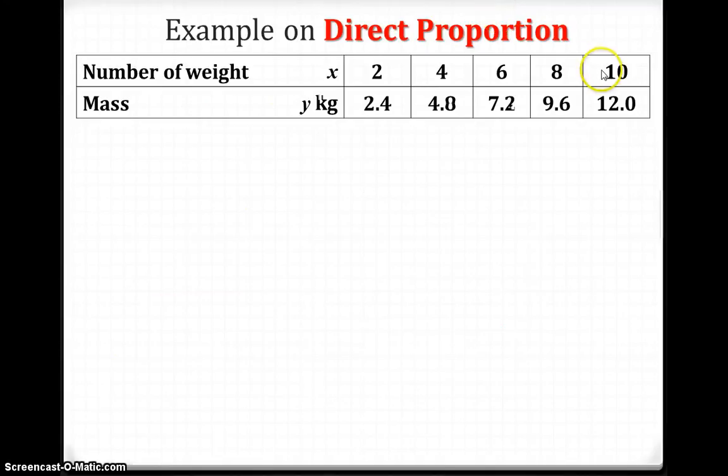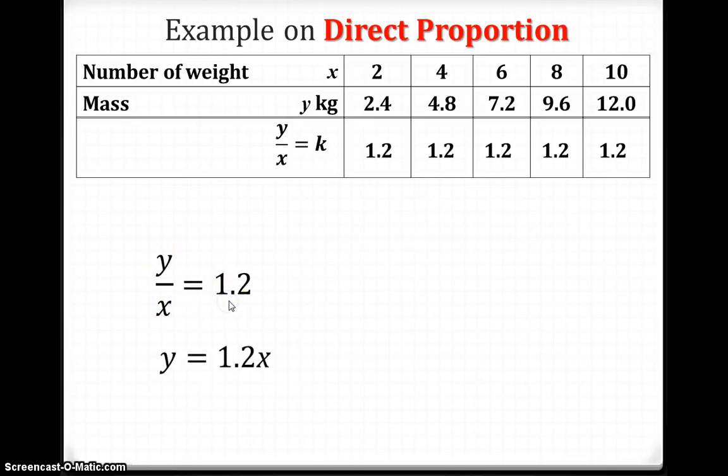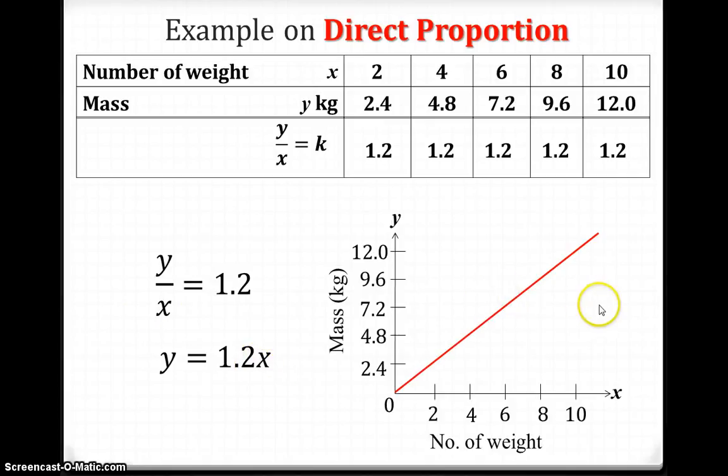Let's look at this set of data. First, how to determine this set of data is a direct proportion or not? We need to find the k. So if we find it out, we will notice that when we take all the y values divided by the x, we get 1.2. So in this case, y over x is 1.2. And if we want to write it in a more linear form, y is equal to 1.2x. By plotting the graph, you also will realize that the straight line graph is from the origin. So this is a direct proportion.